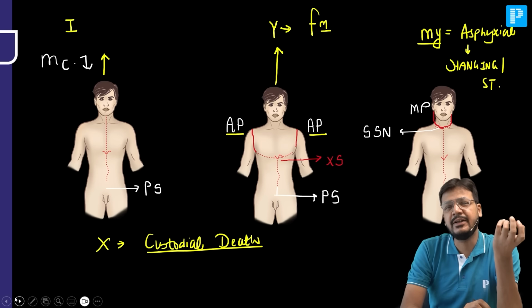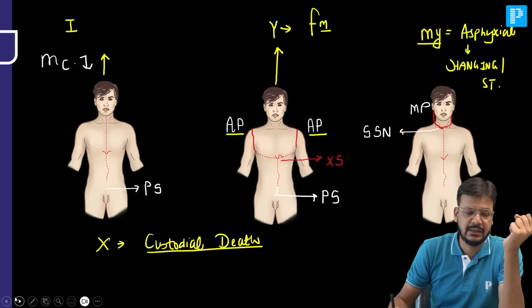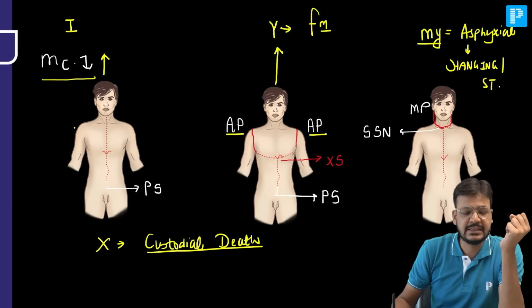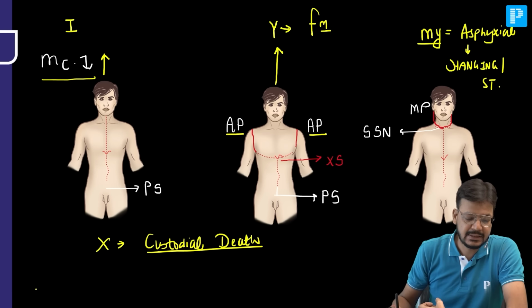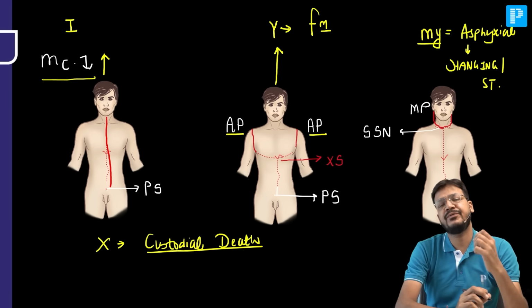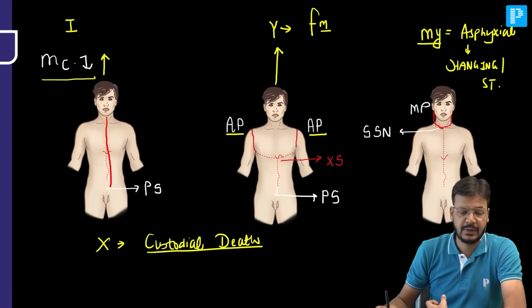Now, sir, what are the different types of postmortem incision? The most common incision is the I shape. You can see the I. Yes, this is the I shape. It is starting from the chin to the pubic symphysis. It is an I shape incision.